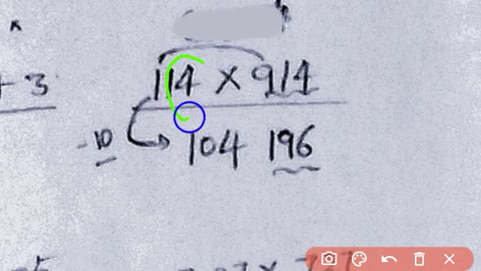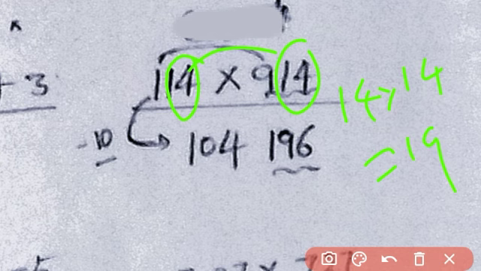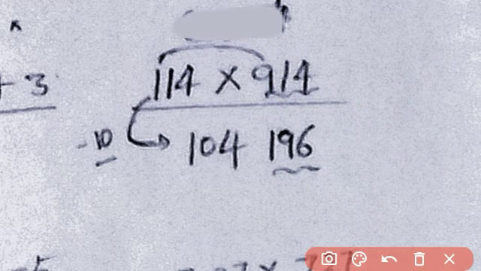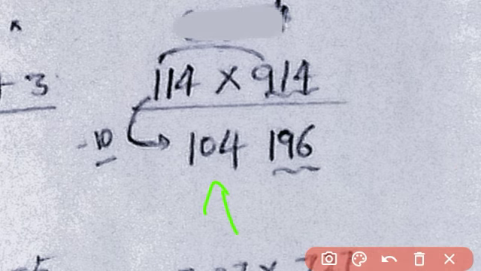You have 14 on the right side. 14 into 14, how much? 196. That's why we wrote 196. And here 114 means hundreds. You have to subtract 10 from it. You will get how much? 4 and 1 and 0, 104 you get. Here is your 104.